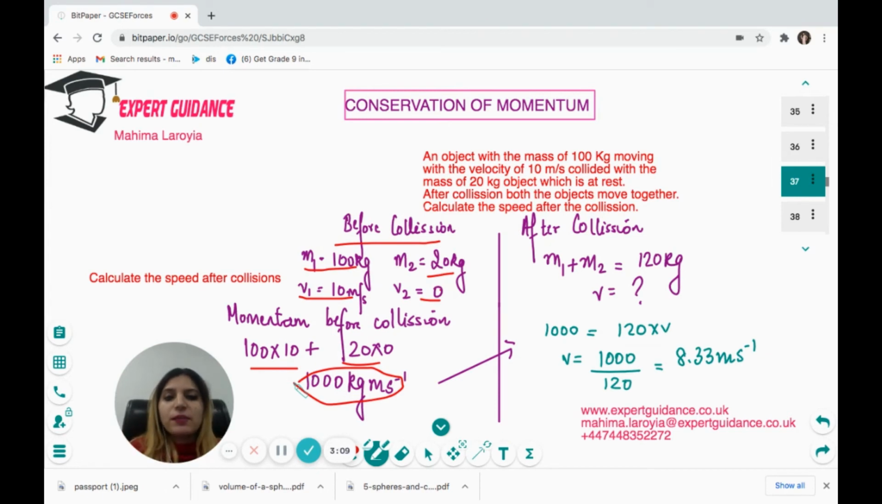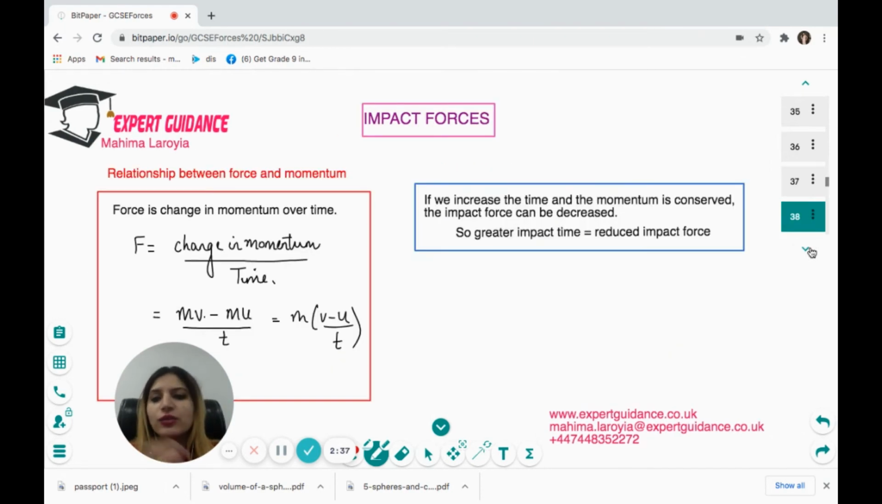Now, after the collision, they both stuck together and moved together. So the total mass now would be 120 kg, 100 plus 20, but we don't know the new velocity. So let us take that as V. So the momentum after the collision would be 120 times V, which should be equal to the momentum before collision, which is 1000. So V would be 1000 over 120, which is 8.33 meters per second. So this is how we do these questions, where you calculate the momentum before the collision and after the collision and use them to find the unknown velocity.